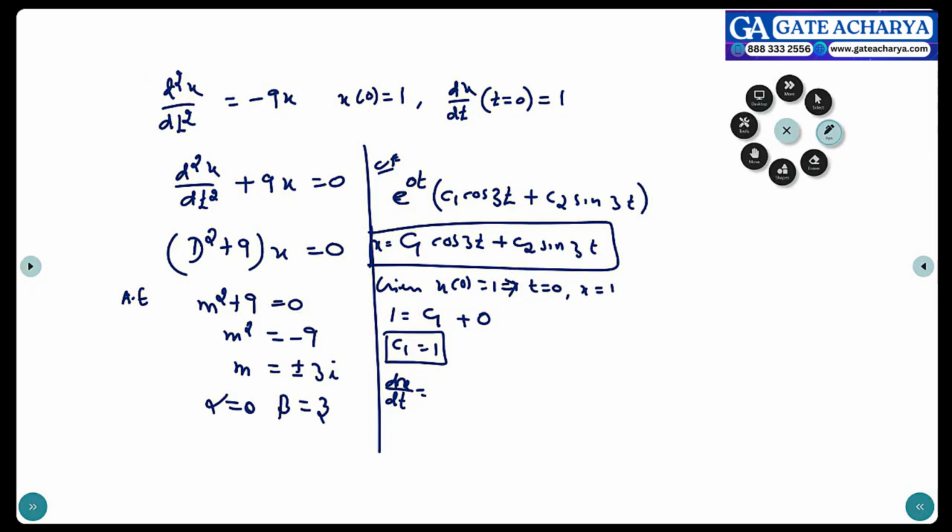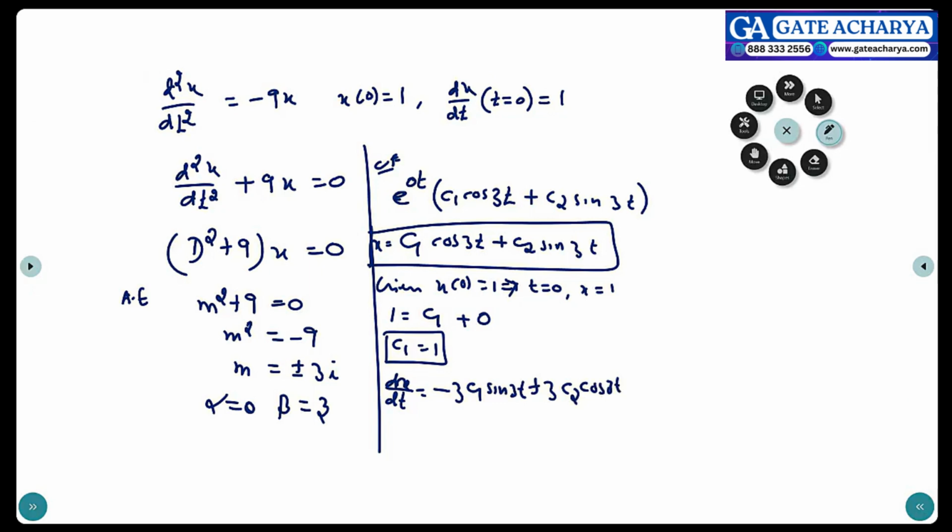Minus 3 times sin 3t. Right, good. So minus 3 times c1 sin 3t. The derivative of sin 3t is again 3 cos 3t. So plus 3 times c2 cos 3t.